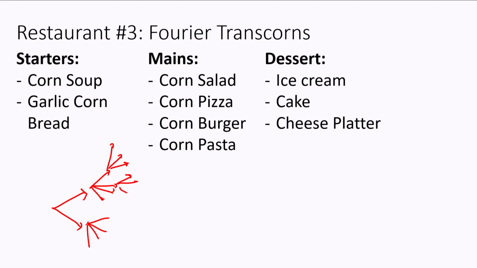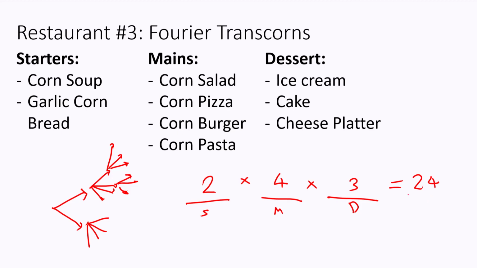to represent all my possible options. But remember, we're really just trying to count how many arrows we end up with at the end of this tree diagram. So let's use our slots method. Slot 1 is our starters. We have 2 options, those first 2 arrows. Slot 2, our mains, we have 4 options. And finally, our desserts, we have 3 options. So the total combinations, the total ways you could have advanced along this tree diagram, is 2 times 4 times 3, which is 24. There are 24 different combinations.